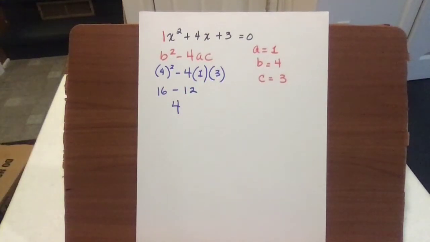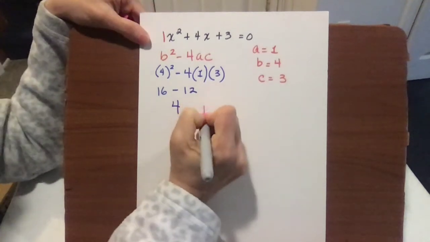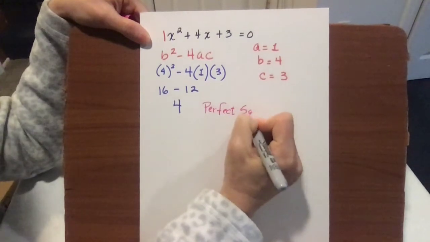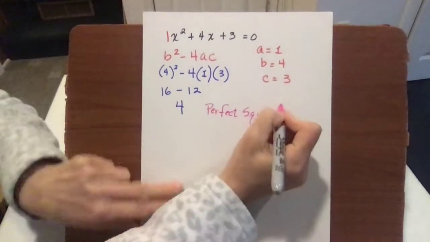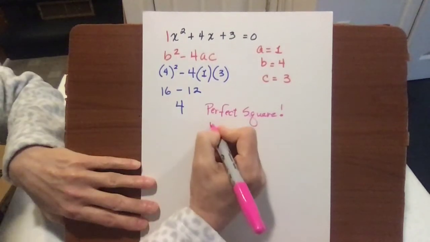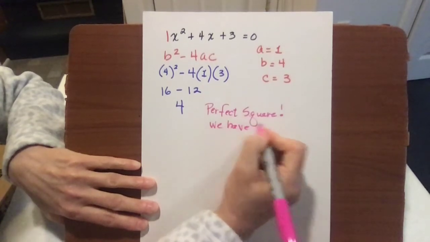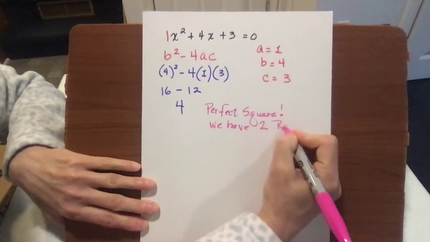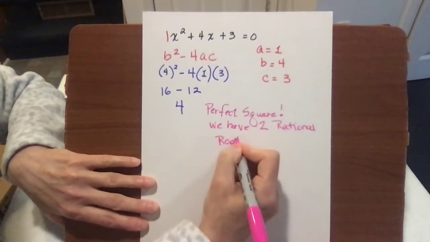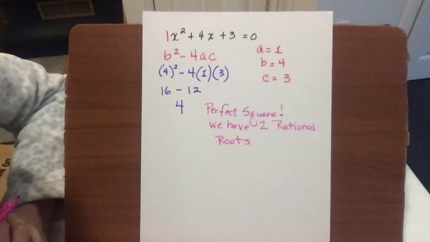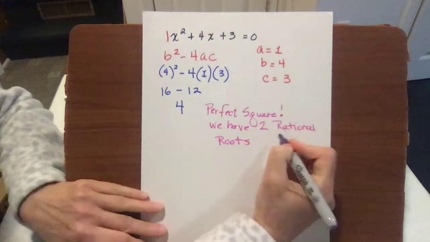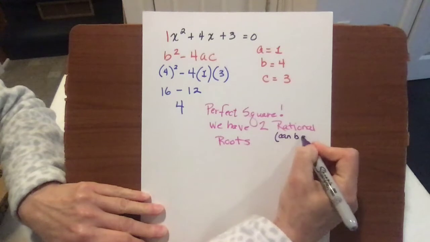And what we see here is that 4 is a perfect square. So if we took the square root of this, we would get 2. So it's a perfect square. So because it's a perfect square, this means we have 2 rational roots, or 2 rational numbers for the solutions. And rational numbers can be written as a fraction. All right, so keep that in mind again. This is old stuff.